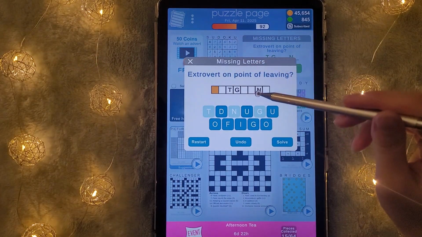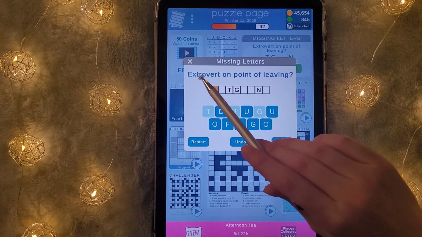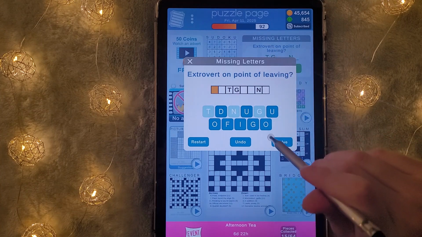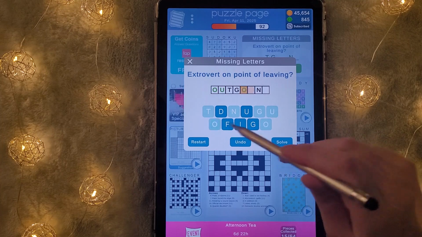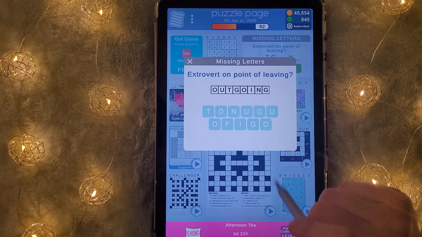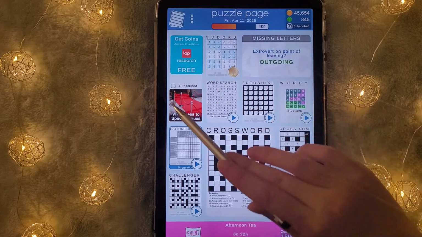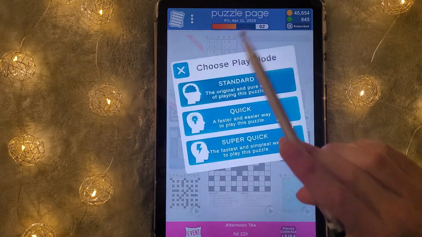These are usually pretty quick. So extrovert on point of leaving. I think that means outgoing. There we go. It was. Okay. And let's just move right down the line and do this word search here.